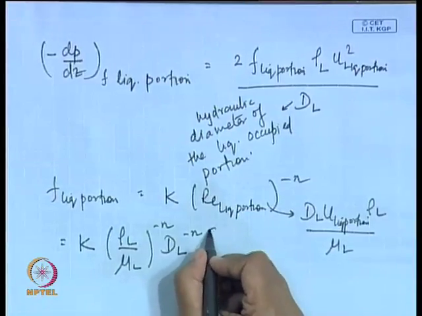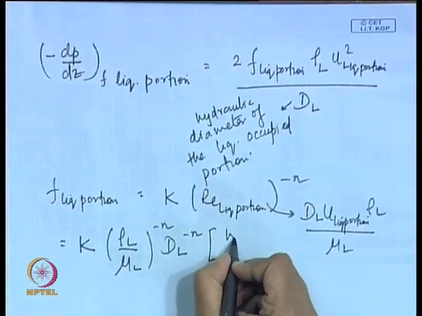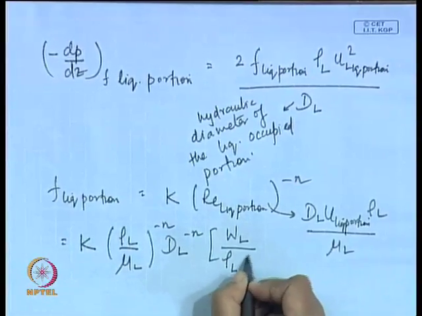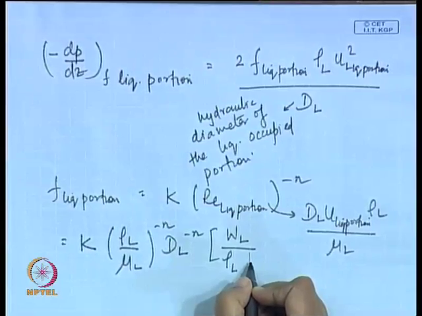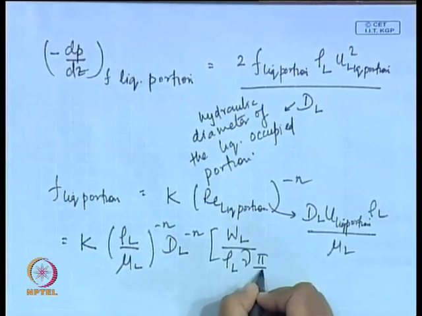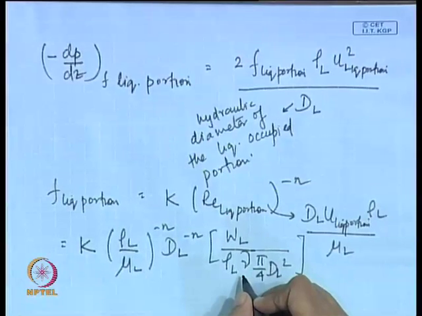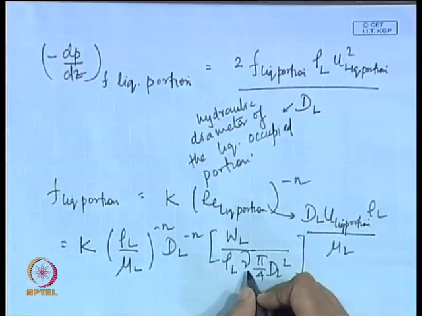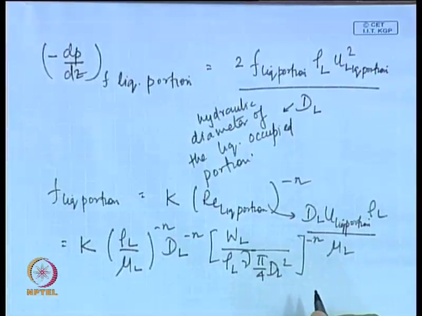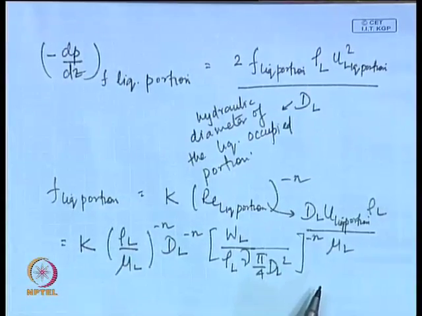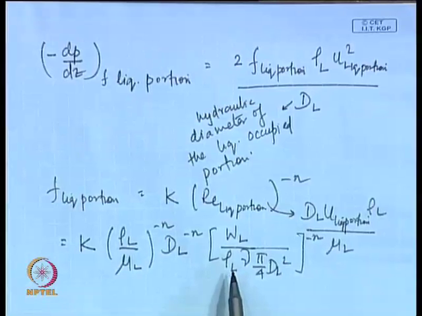Okay. And instead of this u liquid portion, we can write it as W L by rho L A L. What is this A L? This is nothing but gamma pi by 4 dL square, where gamma is the shape factor. That cylinder might not be completely circular, isn't it? So, this just accounts for the shape factor, which at the end we may take as 1. Okay. So, for the time being we would like to keep it. So, this is the final expression of the friction factor of the liquid in the liquid occupied portion during two phase flow. Clear to all of you?